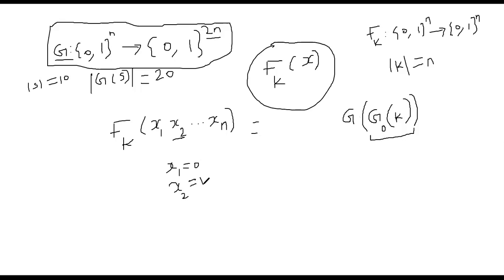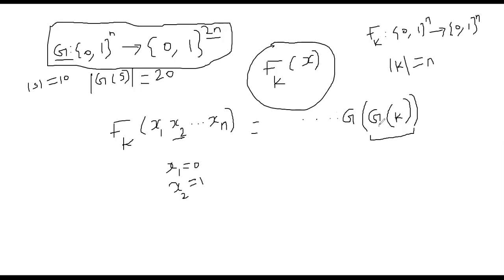Okay, so in that case, what we will do is we will do g1 of g0 of k. Okay, so we will continue like this until we have exhausted all the n bits of our input x. Okay, that's basically what we are going to do. So more generally, we can generalize it as follows.